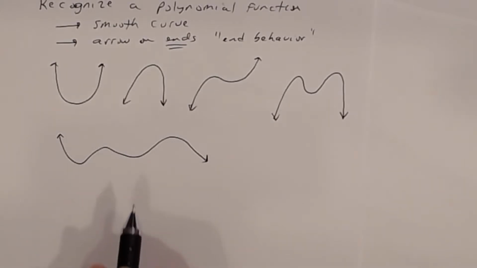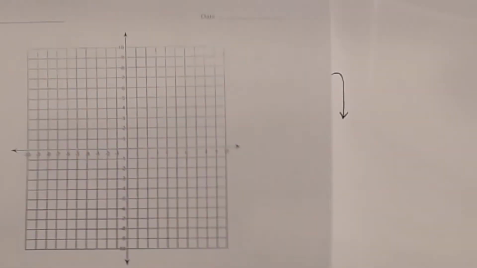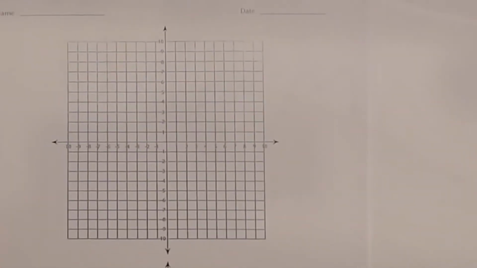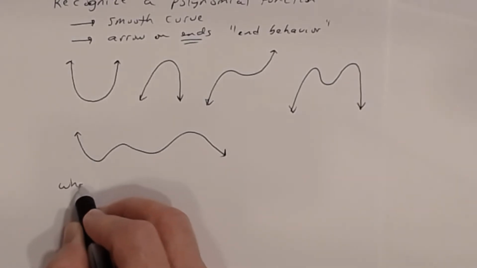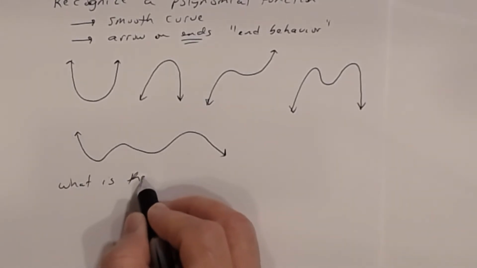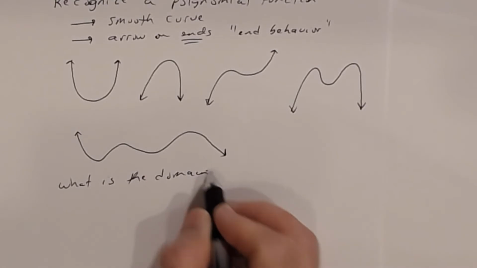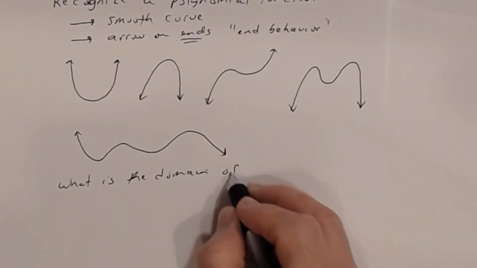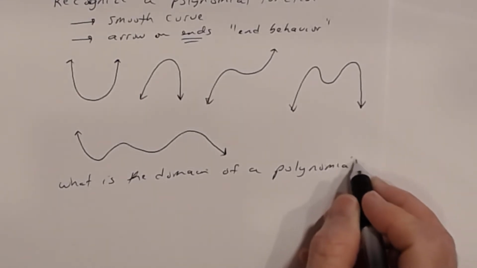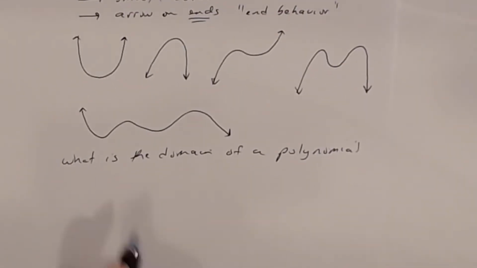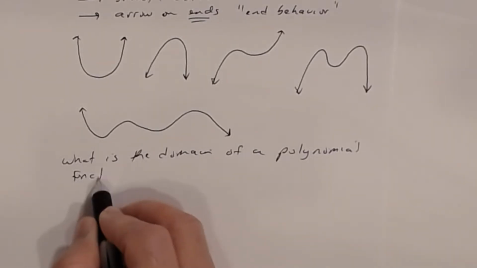Okay, now let's go ahead and look at some graphs in terms of the grid. What I want to do with this information here is talk about, well, what is the domain of these? What is the domain of a polynomial function? That's what we're interested in finding out.